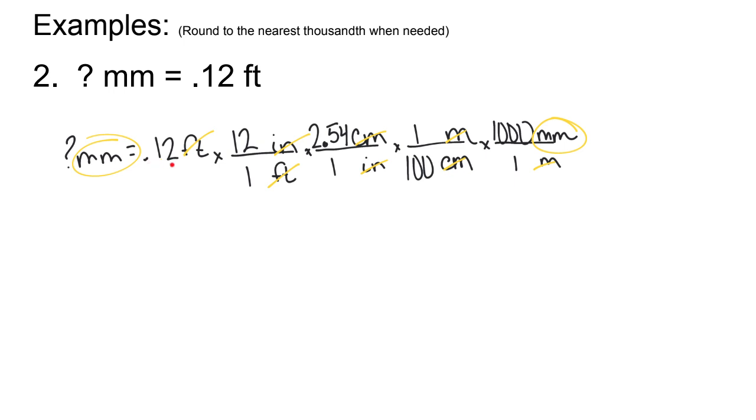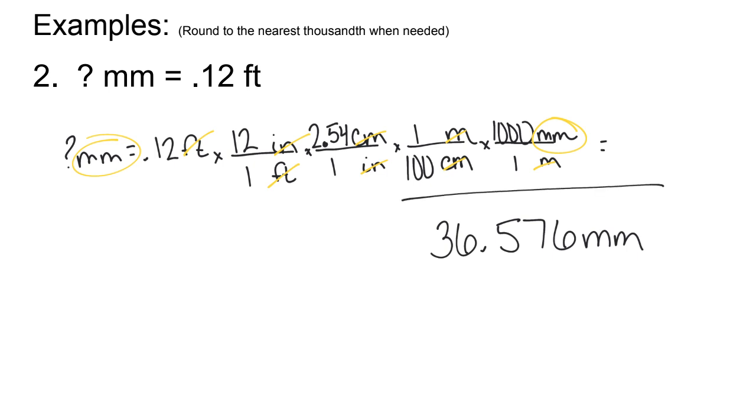So 0.12 times 12 times 2.54 times 1, which isn't going to change it, and times 1,000. Once we have that answer, we're going to divide by the bottom. A whole bunch of ones isn't going to matter, but this 100 is going to change it, so make sure you divide by 100. If we've done all that correctly, we should be at 36.576 millimeters. And this said round to the nearest thousandth. Well, I'm at the nearest thousandth, so we're good to go.